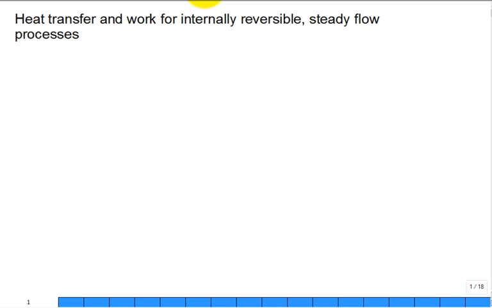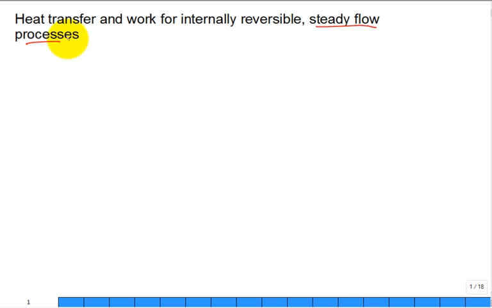All right, so let's pick up here. We're in the chapter on entropy, and we've covered a lot of material near the end of this chapter. One of the more important, very applicable sections is this long-worded section talking about the heat transfer and the work for internally reversible, steady flow processes.